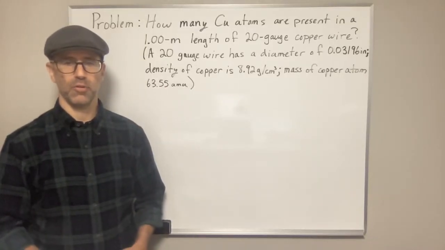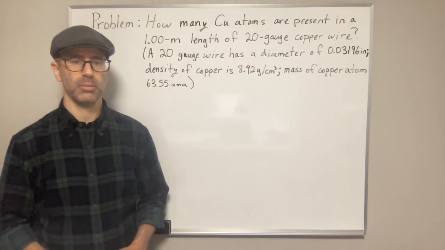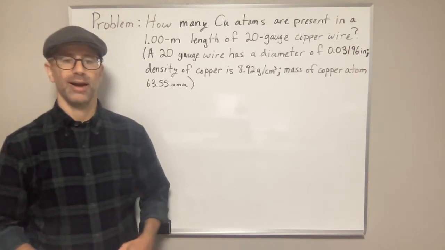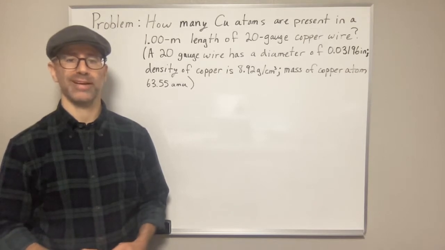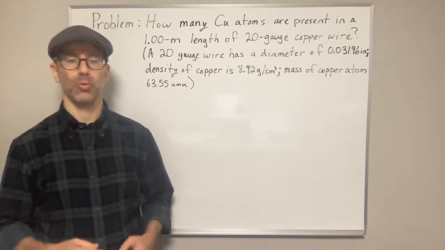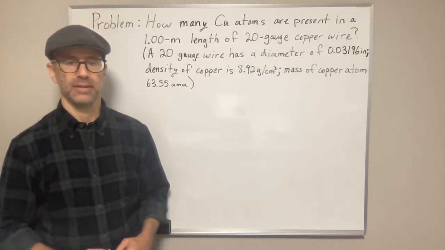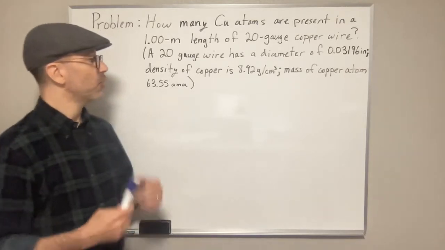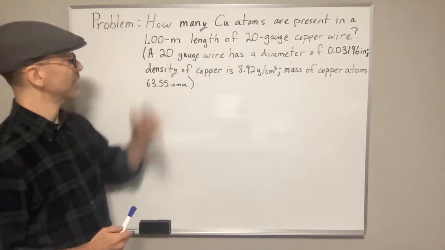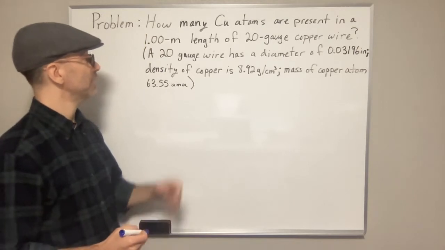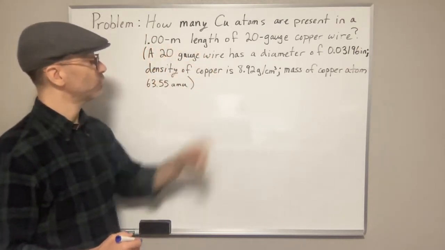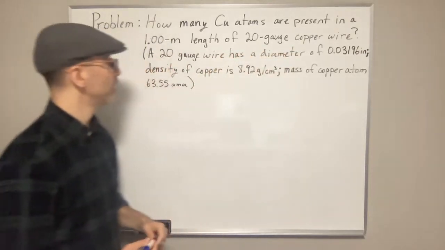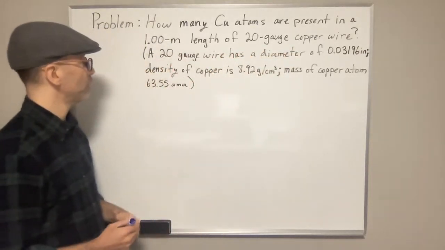My name is Mr. Cobalt, and in this video I'm going to be going over a problem where you're going to calculate how many atoms are present in 1 meter length of a 20 gauge copper wire. The problem asks how many copper atoms are present in a 1.00 meter length of a 20 gauge copper wire. And then they give you some information.